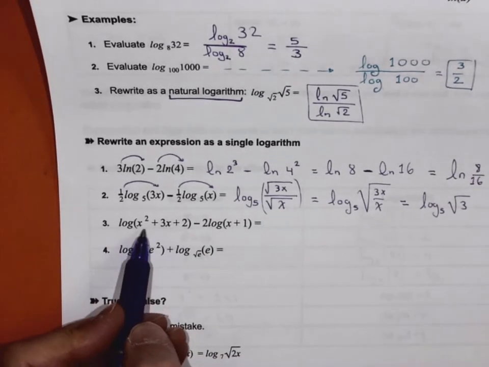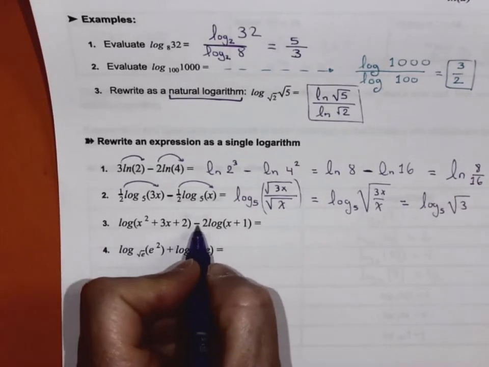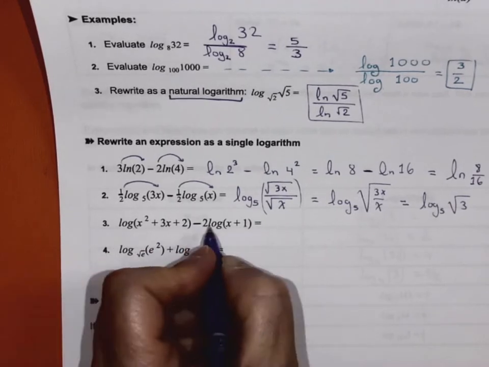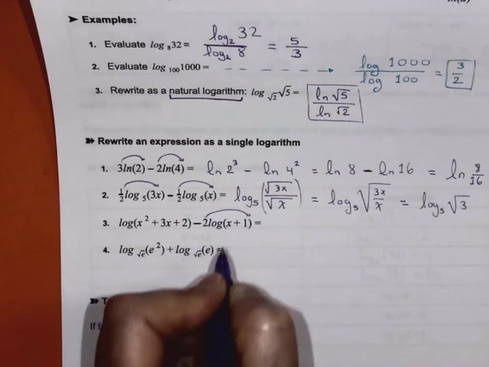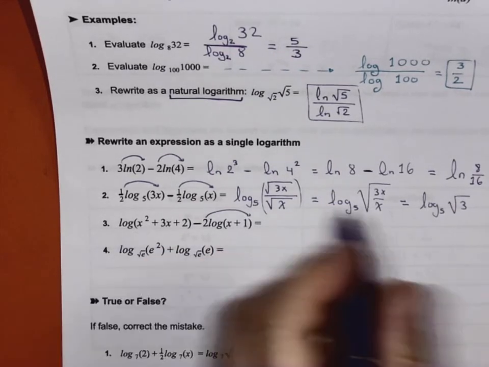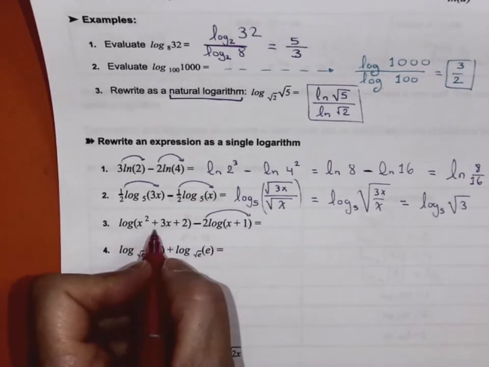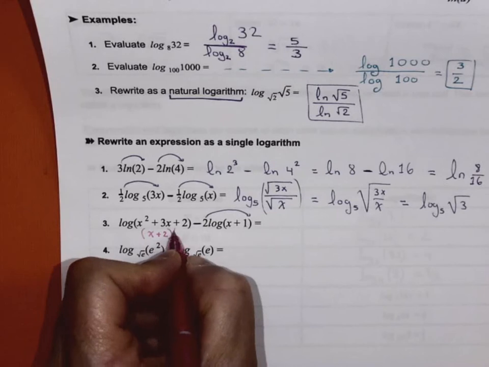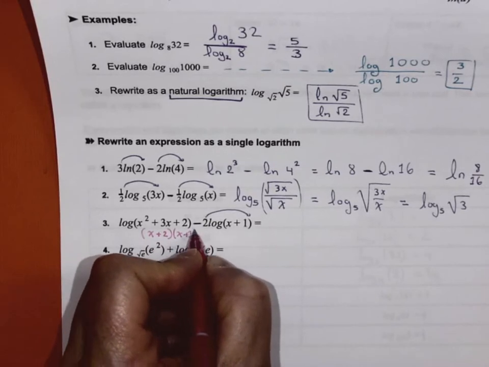Try this one. We have a log, and it's a subtraction, so we know we're going to divide. The base is 10, and then this one has an exponent that needs to be brought inside here. I'm looking at that and thinking, this sure looks like it can be factored. What would it be? It would be x plus 2 and x plus 1, wouldn't it? So I'm going to rewrite that like that.